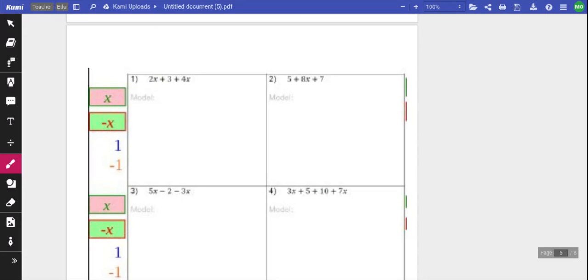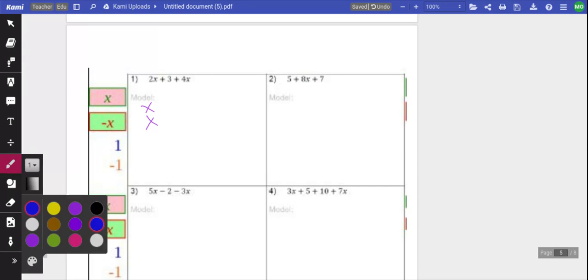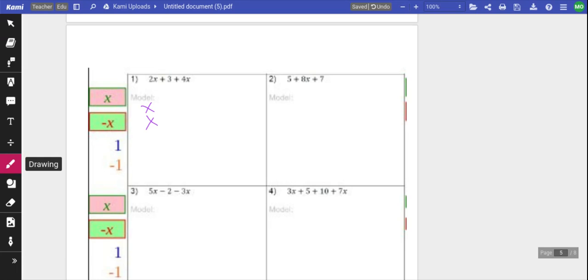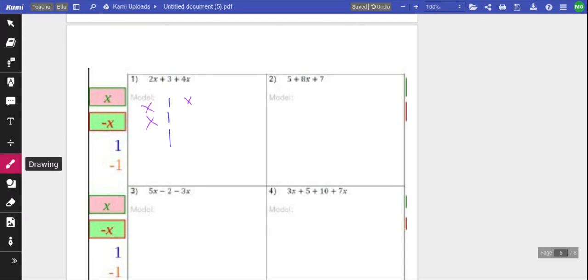Okay, so I'm going to put 2 x's. And then I have a plus 3, so I'm going to put my 1s for my 3. Because there are 3 of them, there's a 3 there. And then again, I have 4 more x's: 1, 2, 3, 4. That's that expression put together.